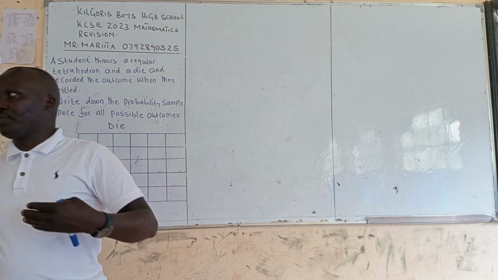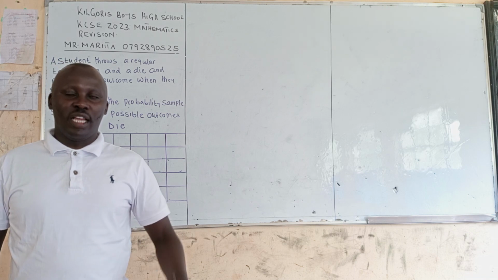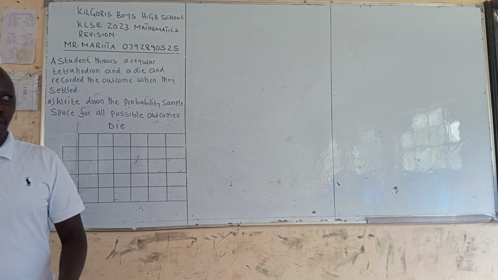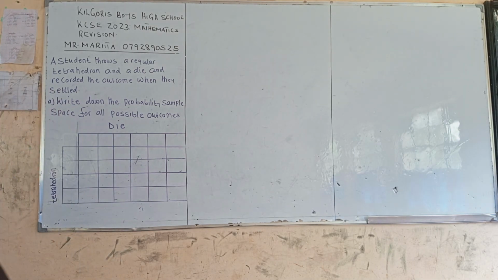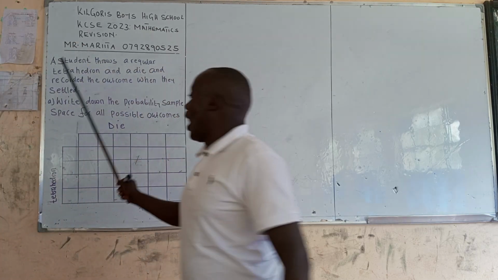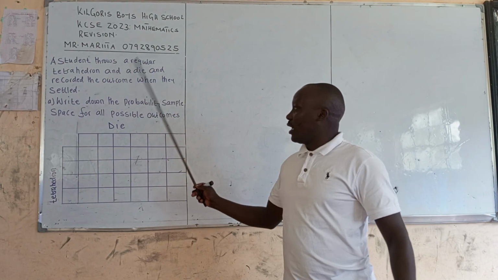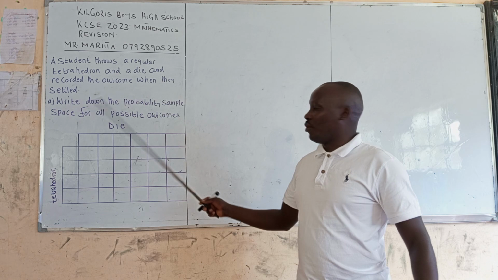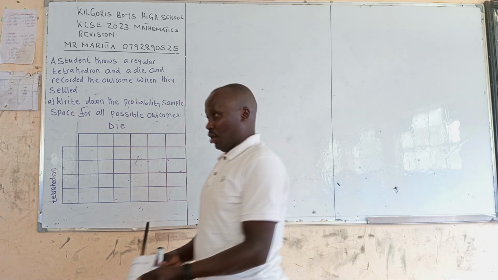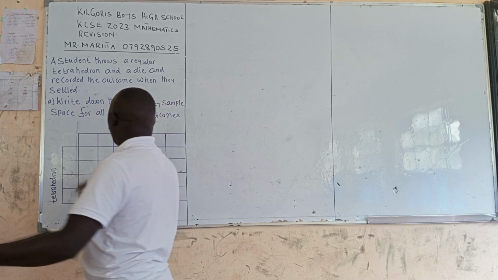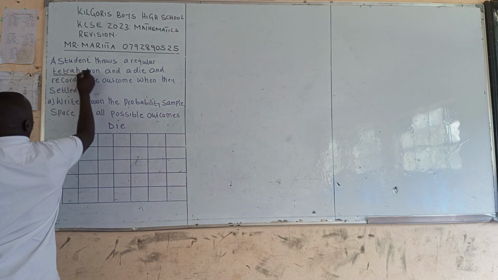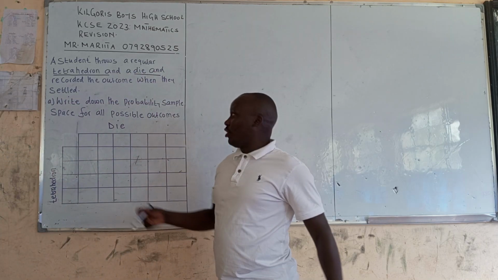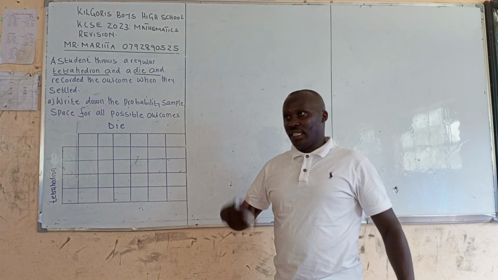Today we are looking at paper 2 questions. That is a 10 marks mathematics question from our topic of probability. A student draws a regular tetrahedron and a die, and they recorded the outcome when they settled. So there are two things here: we have a regular tetrahedron, and then we have a die. And this student recorded the outcome when they settled.